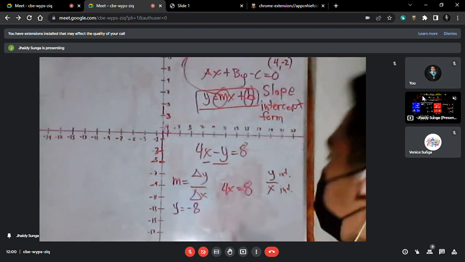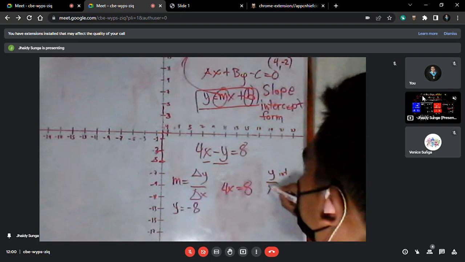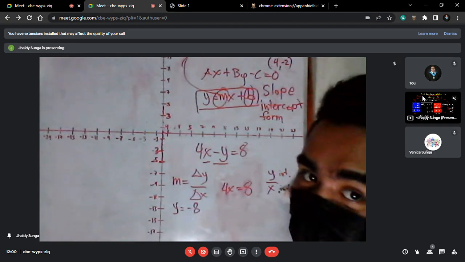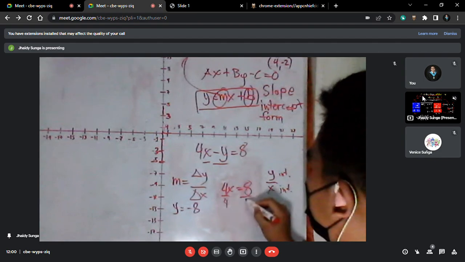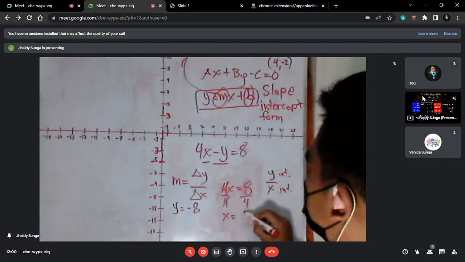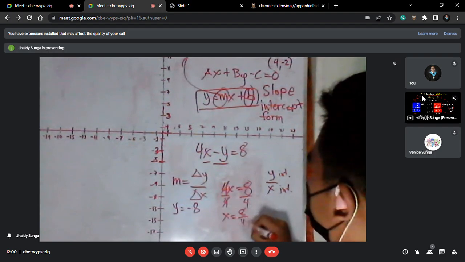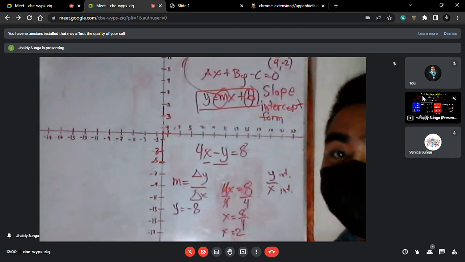So in this case, the only thing that we need to find is the x, right? So we are going to divide both sides by 4. Then that's why we have x is equal to 8 over 4, or we could say that x is equal to 2. Still the same, no?